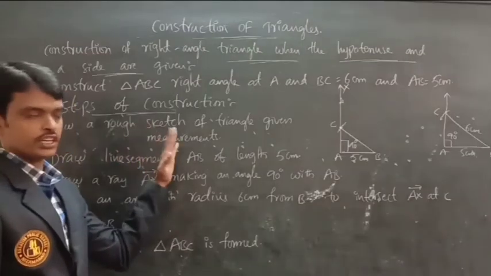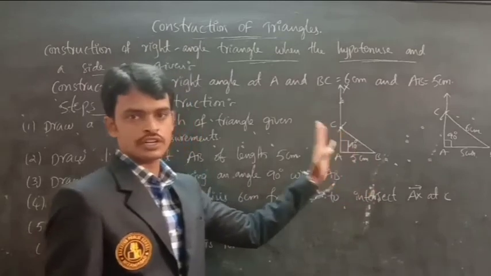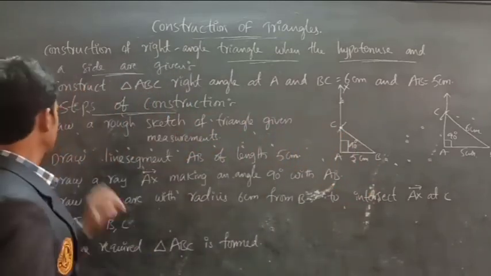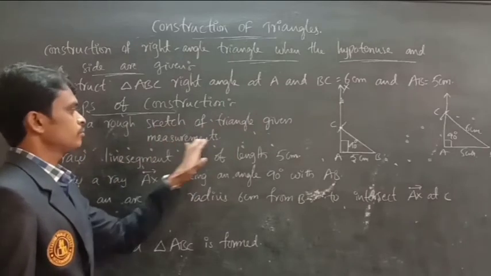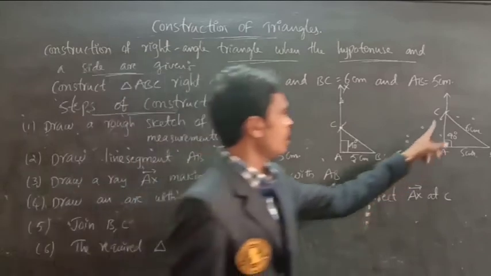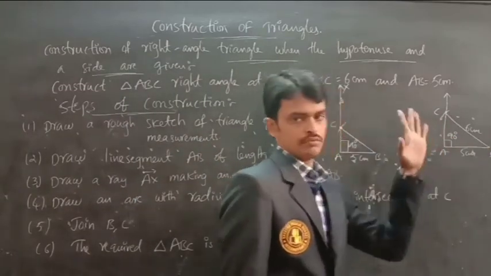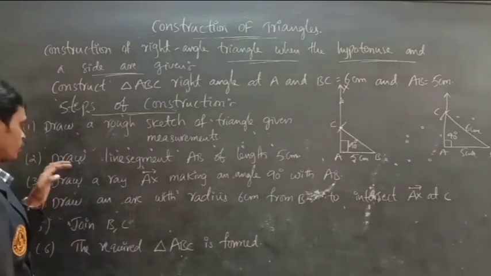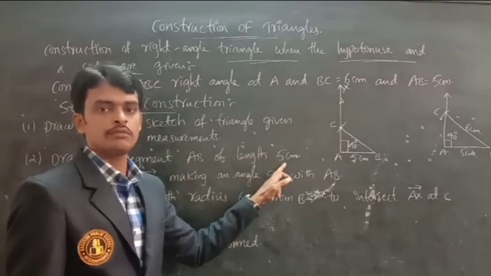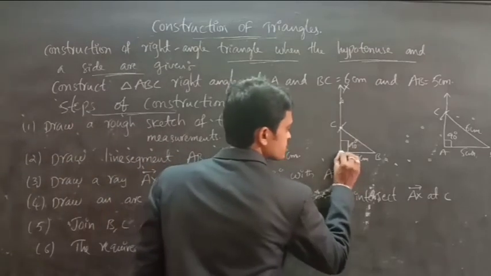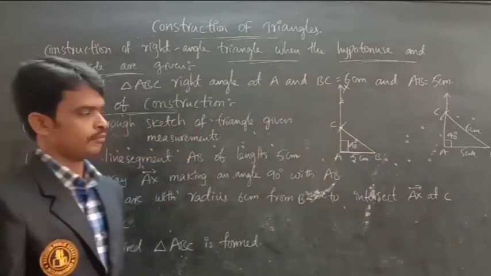Steps of construction. After constructing the right angle triangle ABC, you should write the steps of construction. First step, draw a rough sketch of the triangle with the given measurements. Next, second step, draw a line segment of length 5 centimeters. So we should draw a line segment by using a ruler, length 5 centimeters.